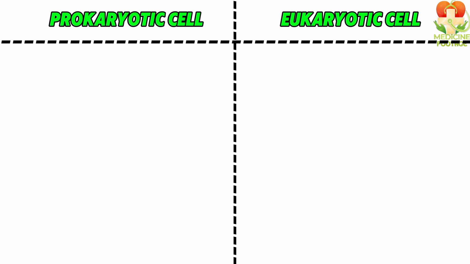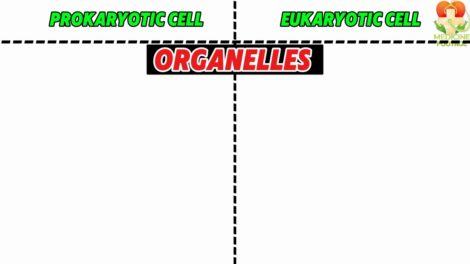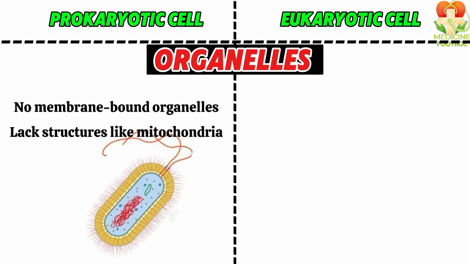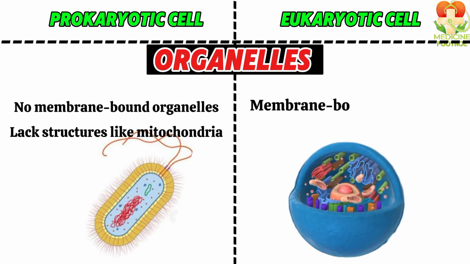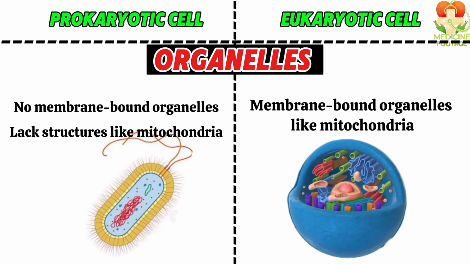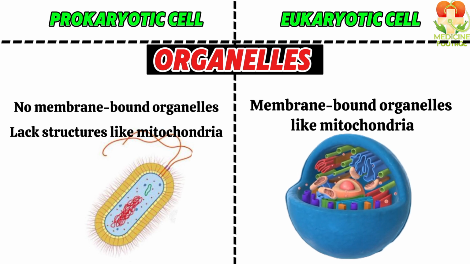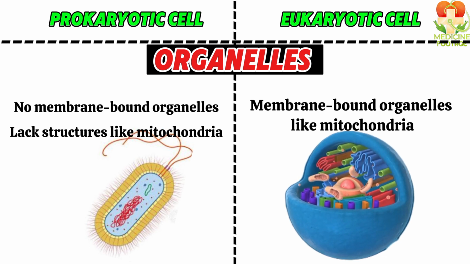Next, let's look at organelles. Prokaryotic cells don't have any membrane-bound organelles. That means they lack structures like mitochondria or the endoplasmic reticulum. Eukaryotic cells, however, are packed with membrane-bound organelles like the mitochondria, Golgi apparatus, and more, which specialize in different functions.